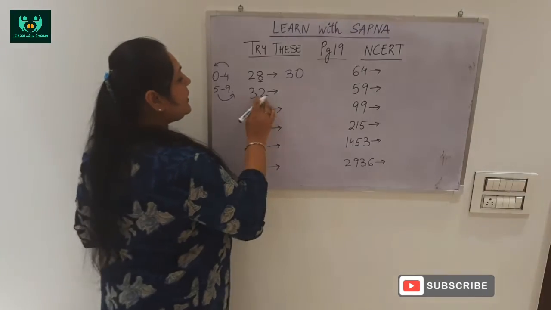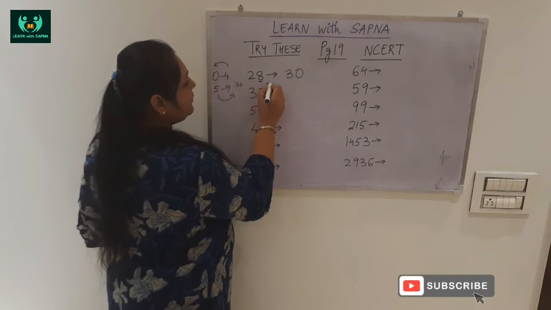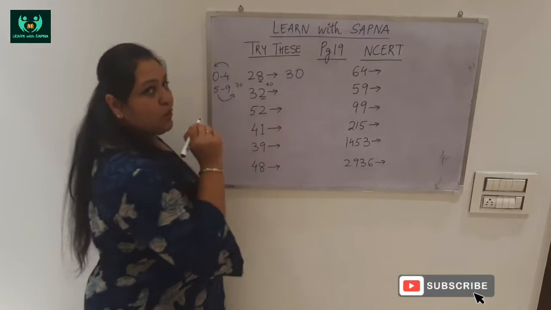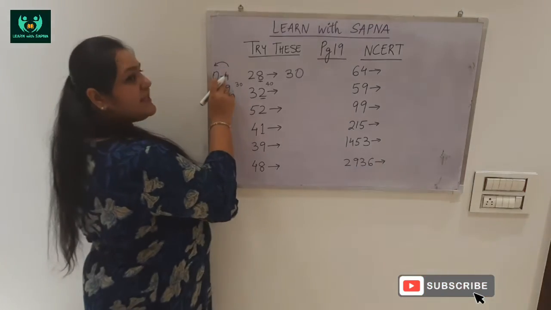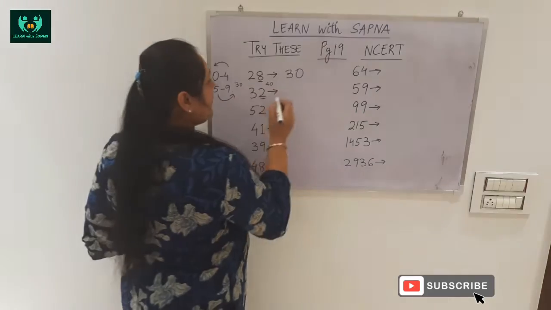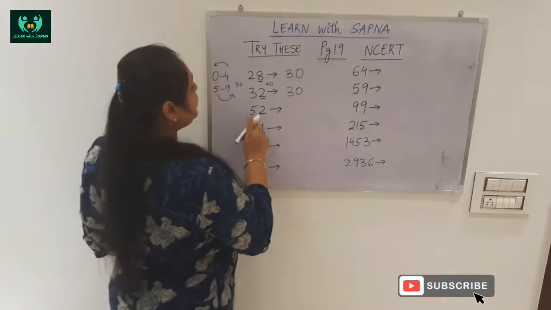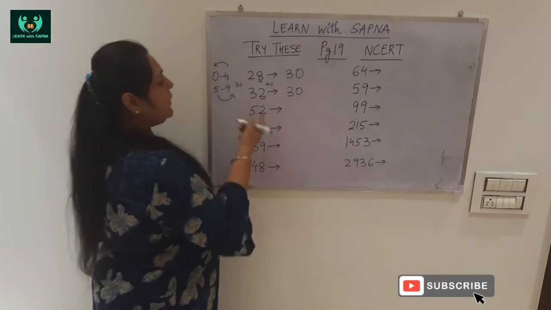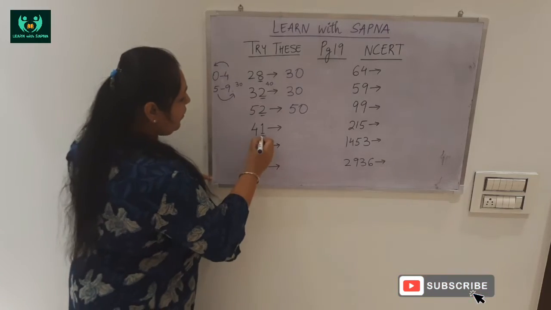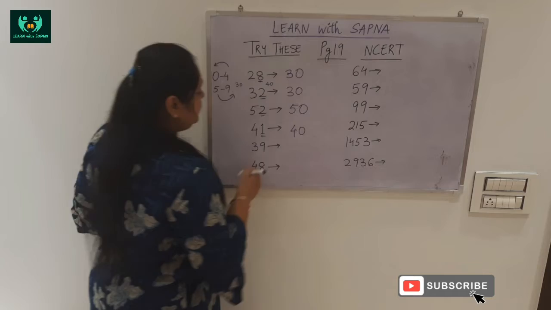Now for 32, what are the two possible 10 positions we have? Either we can go for 30 or we can go for 40. Now the ones position is 2. This lies in which bracket? 0 to 4. So it will go in the previous direction, the lower number. Again the nearest number is 30. Now 52, again 2, it will go to the lower side, 50. Now 41, again lower side, 40.